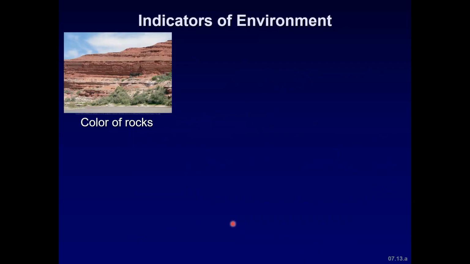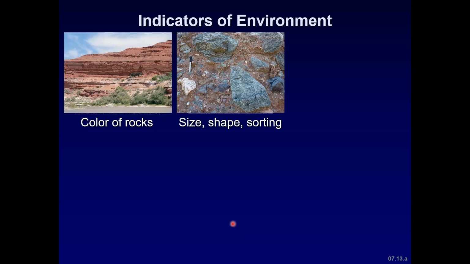We look at different features to indicate the type of environment that existed in the past. You can look at color. Red means that a rock formed on land in an oxidizing environment. And gray probably indicates it formed underwater in a lower oxygen condition. And we can look at the size, shape, and sorting of sediments. That reflects the strength of the current of transport or the amount of transport.